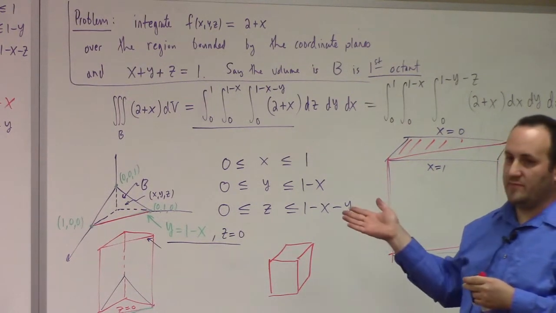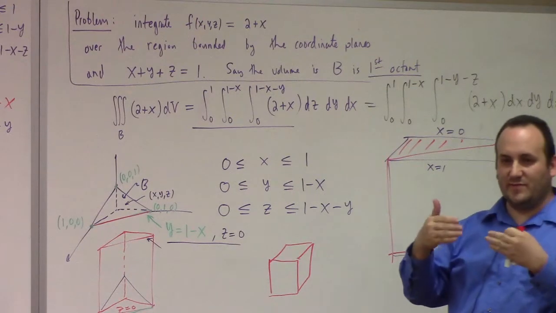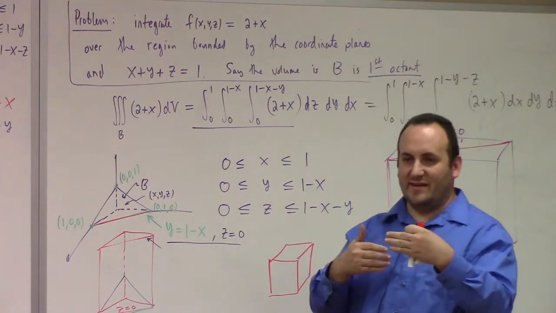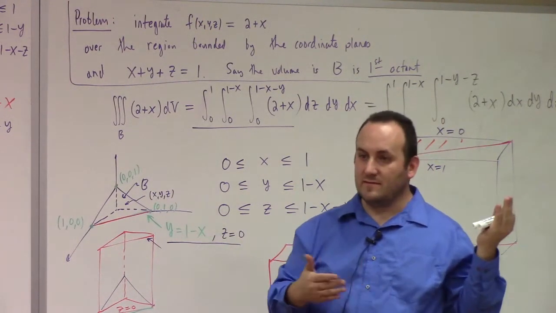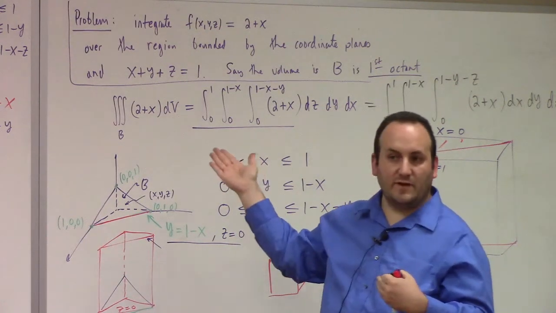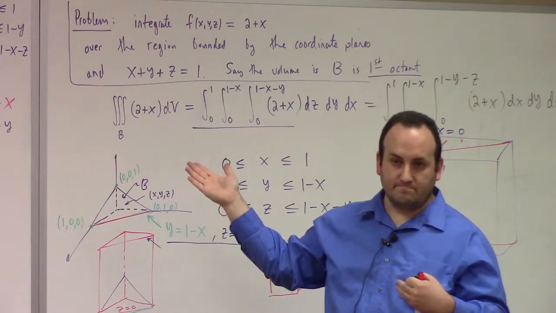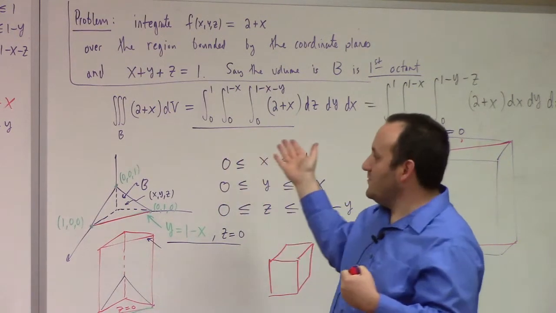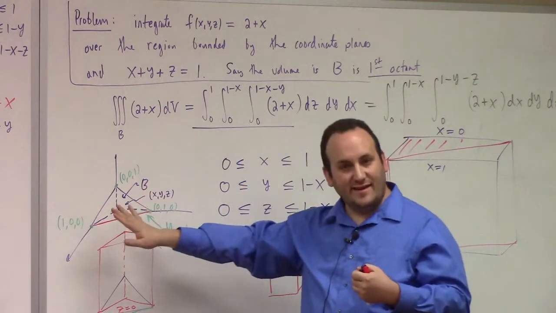There are great problems. There will be some problem in the book where he has a specific integral, and then he'll say, set it up 6 different other ways. If you can do one of those problems with confidence, you understand the setup of the triple integral. Now, these bounds are relatively friendly. It gets worse.